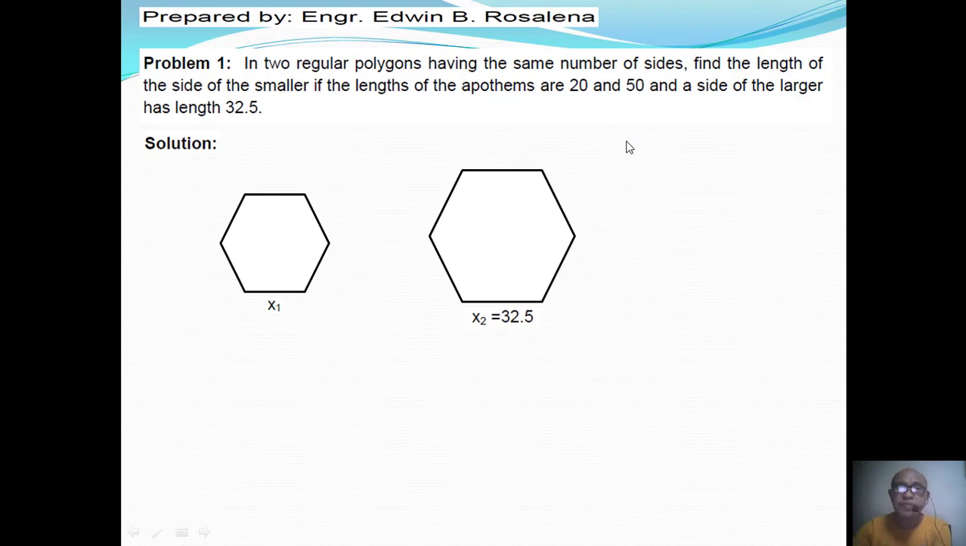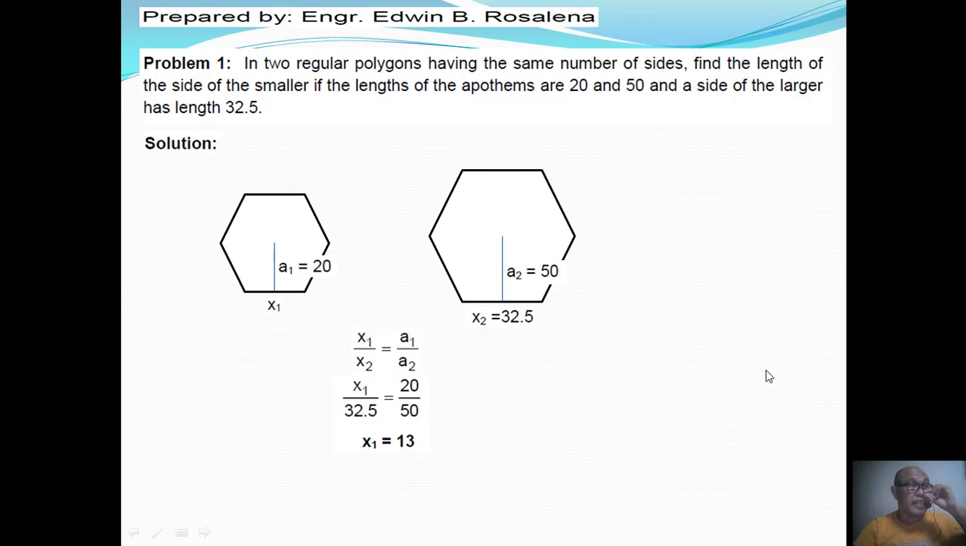Then we have the apothems. The apothem of the first is 20. The apothem of the second is 50. Okay, what is x1? Simply, we can use the proportion. The ratio of the corresponding parts are equal. So, x1 over x2 equal to a1 over a2. We solve for x1 only. So, x1 is 13. Okay? So, that is similar figures.